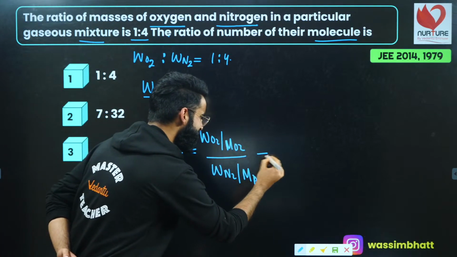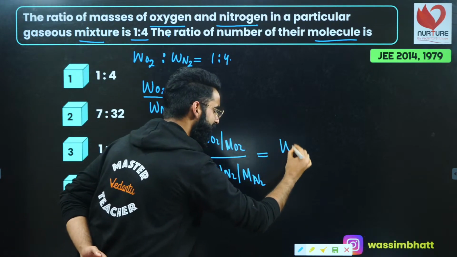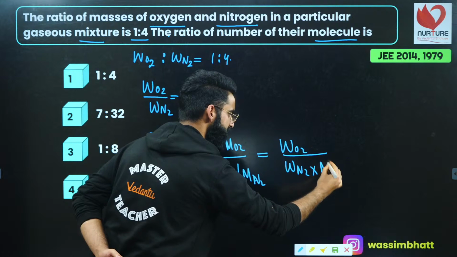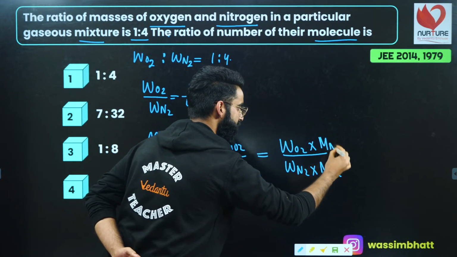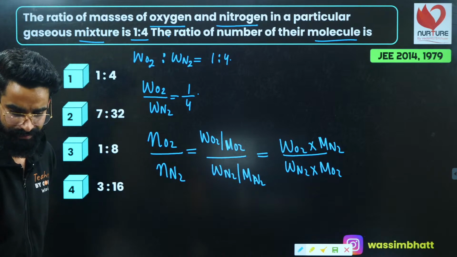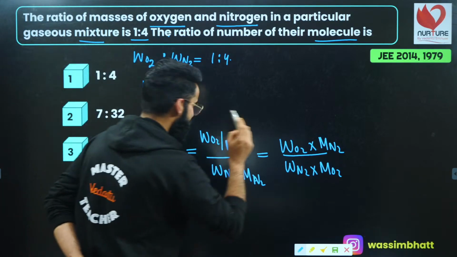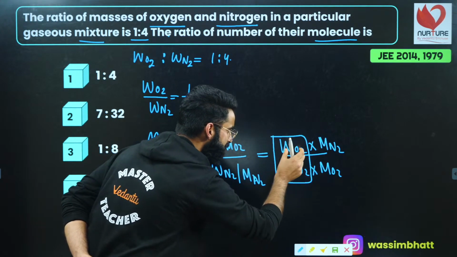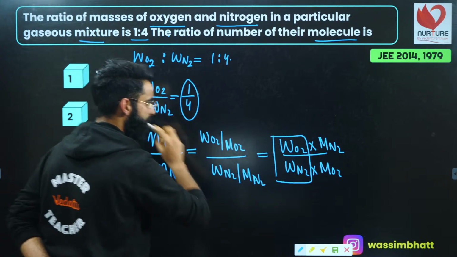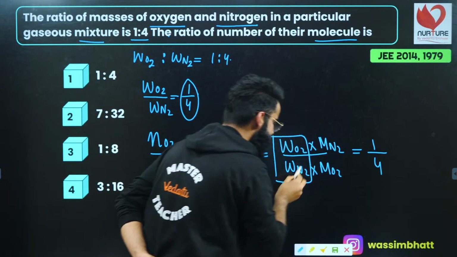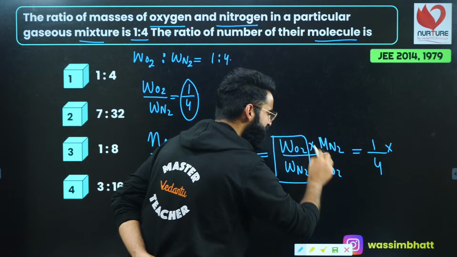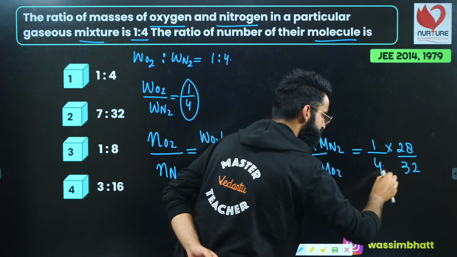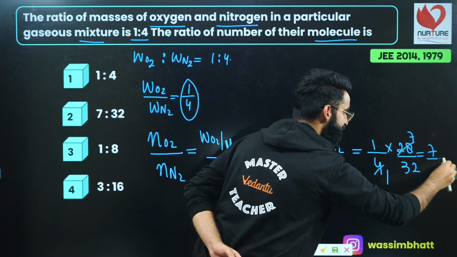Now just rearrange this equation. It becomes mass of O2 divided by mass of N2, multiplied by molar mass of N2 divided by molar mass of O2. See guys, you are already given the value of mass of O2 divided by mass of N2, which is 1/4. So instead of this term, I'll write 1/4 multiplied by the molar mass of N2, which is 28 grams per mole, divided by the molar mass of O2, which is 32 grams per mole. This is 4:1, this is 4:7. So you get the value as 7 divided by 32.